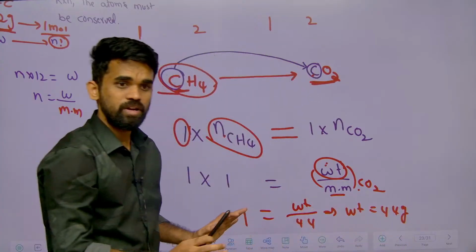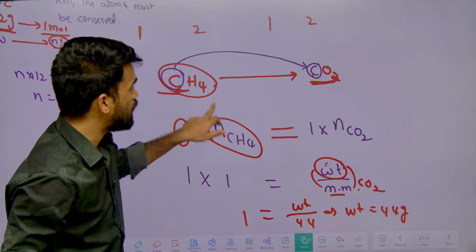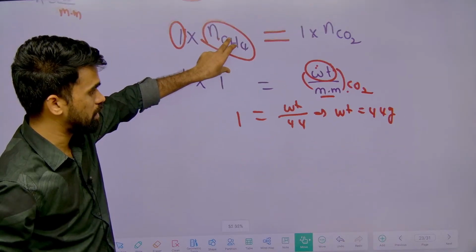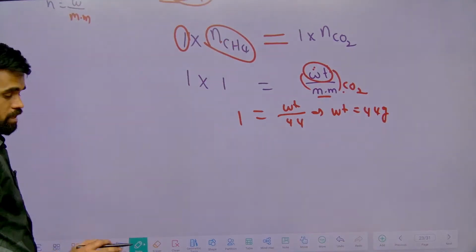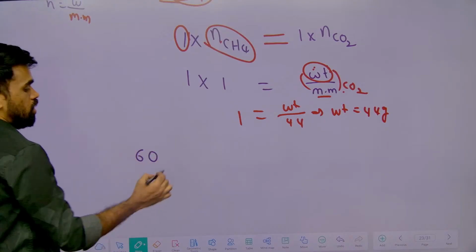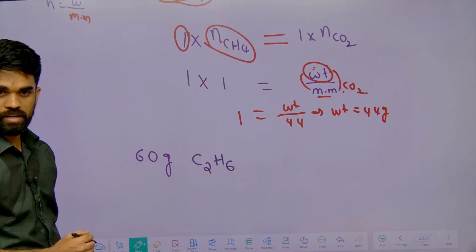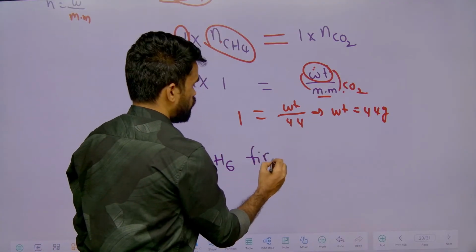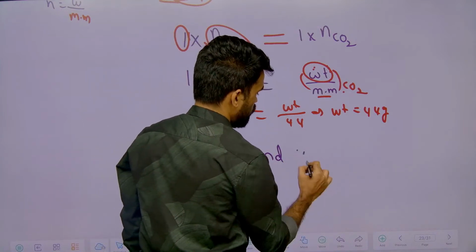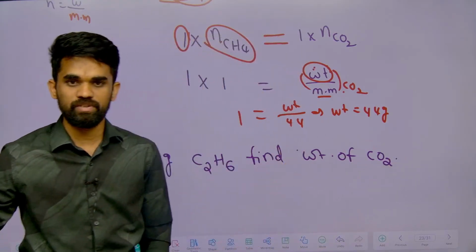Is this clear how we are doing? Did I balance any chemical reaction here? No. Without balancing, you can do this method also. Now one more question I will tell you. You just try this. 60 grams of ethane is given, C2H6. Find the weight of CO2 formed. No need to balance the equation first.